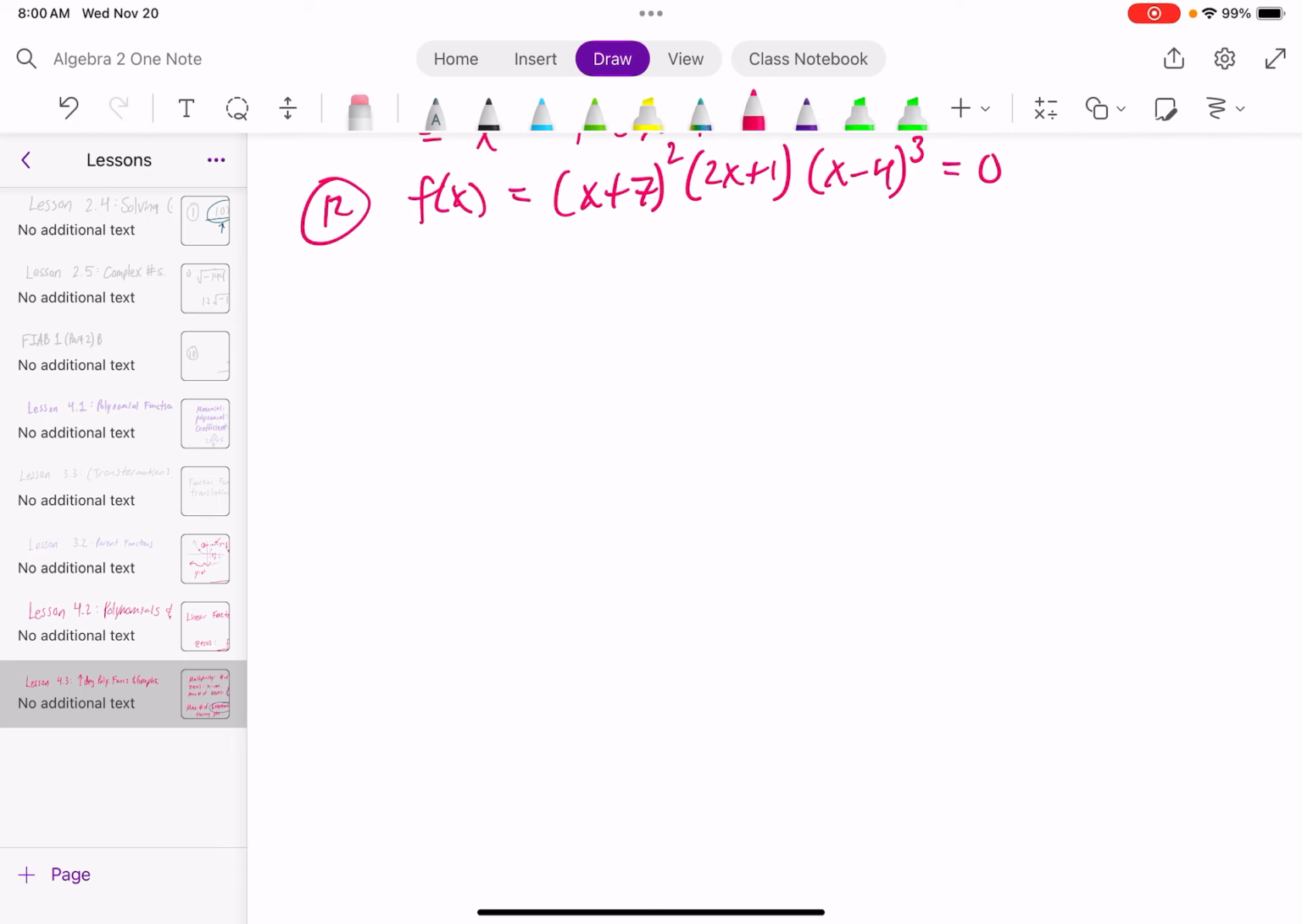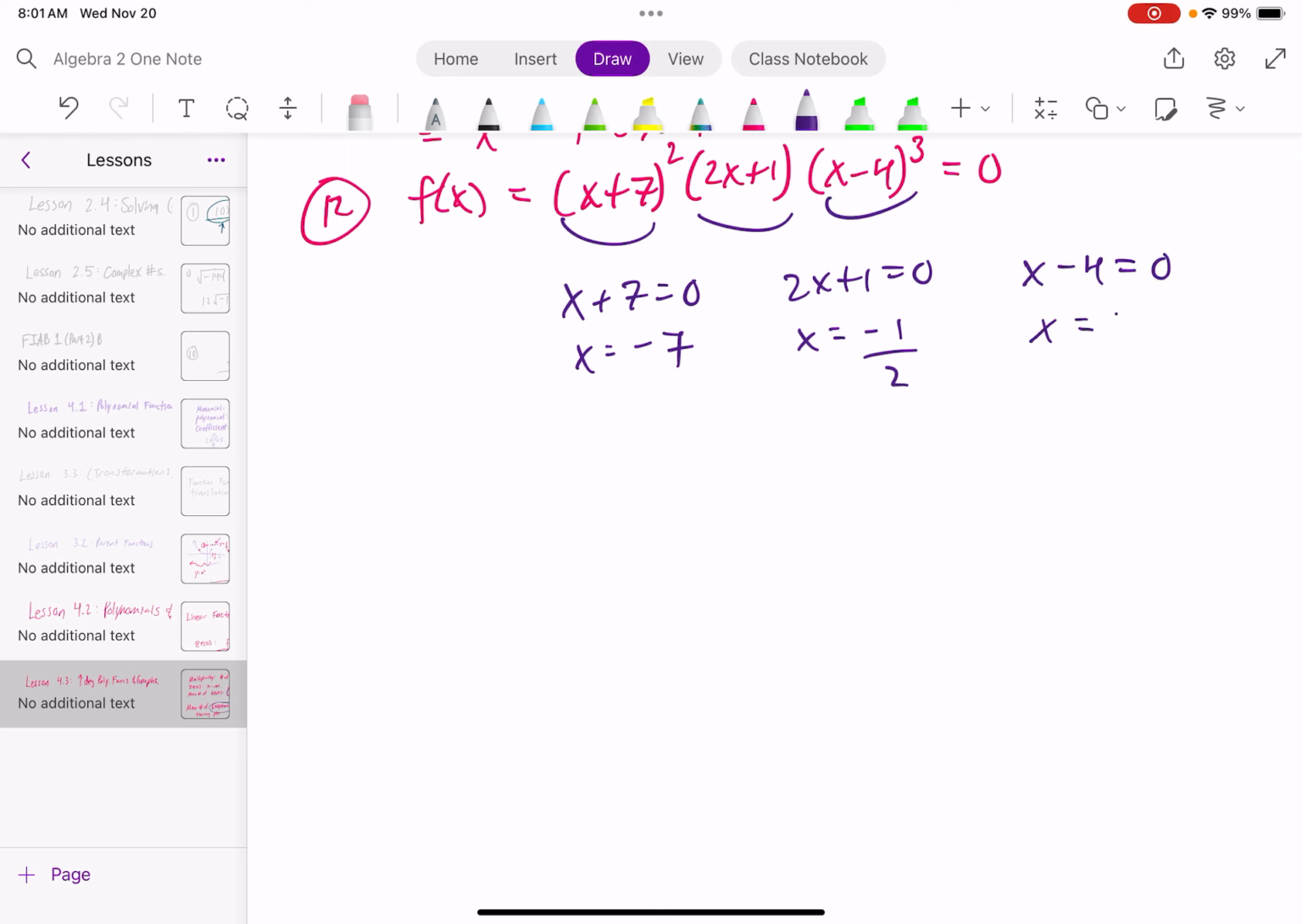Those are your zeros. So if this was 0, that'd be great. X plus 7, that'd be great if it was 0. Right? So then x is negative 7. It'd be great if this was 0 too. Right? 2x plus 1. If that was 0, then x is negative 1 over 2. And then if this was 0, that'd be great. X would be 4. Now remember, we have 2 of these guys.